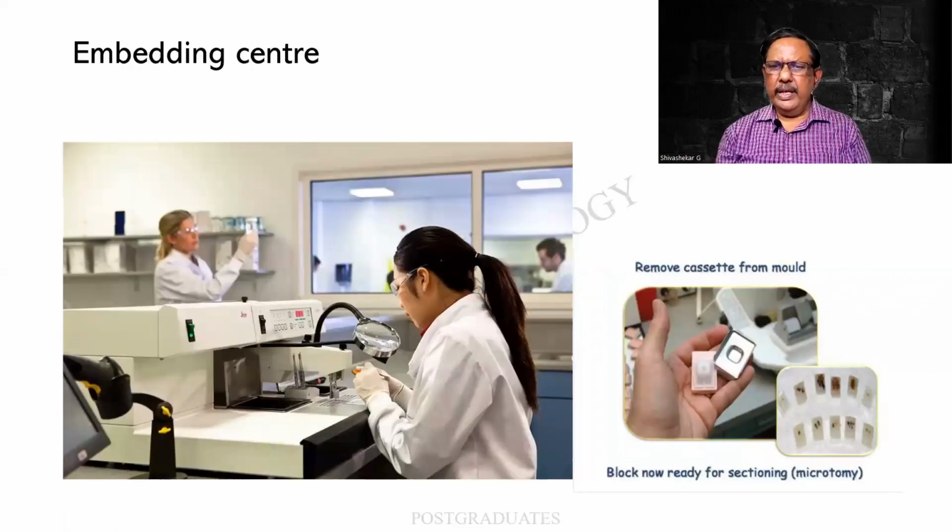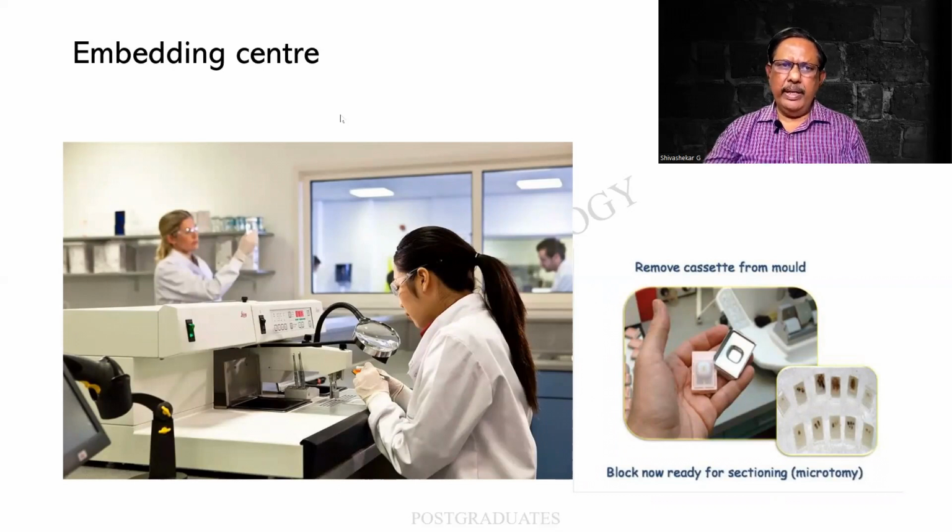The next one is embedding. Embedding is what happens after impregnation. Impregnation is when I put the tissue in molten wax and the wax percolates into the tissue. After that, the tissue needs mechanical support so that it can be held on to a microtome and sections can be cut.